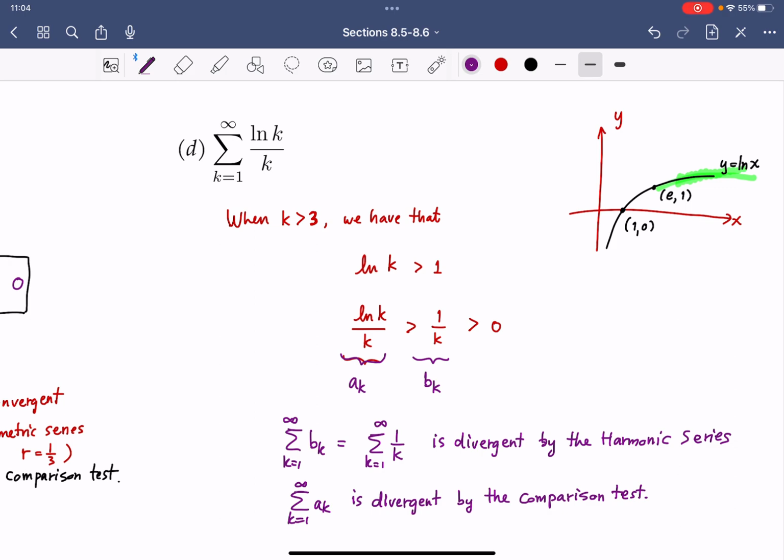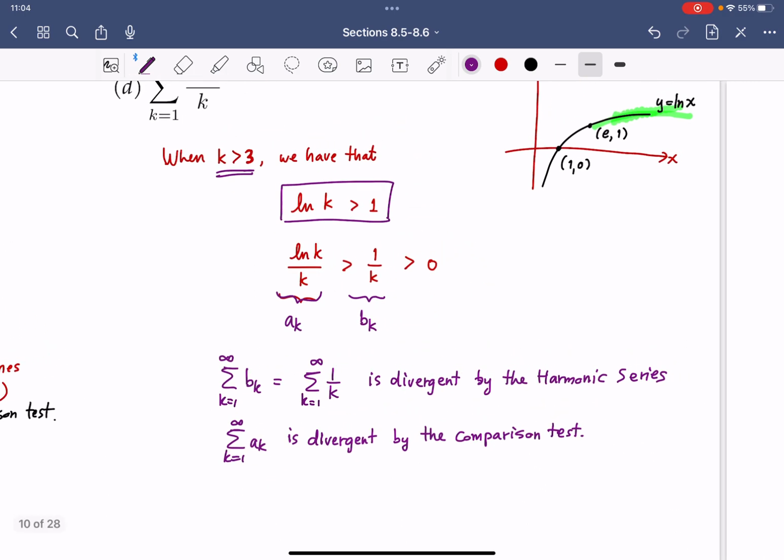Okay, so the subtle point here is that some of you are going to have a hard time thinking about this inequality. It is true when k is bigger than 3. So which means actually the conclusion is going to be k starting from 3 to infinity. But you can add two more terms, k equal to 1 and k equal to 2. So the pattern of convergence is going to be the same, right?